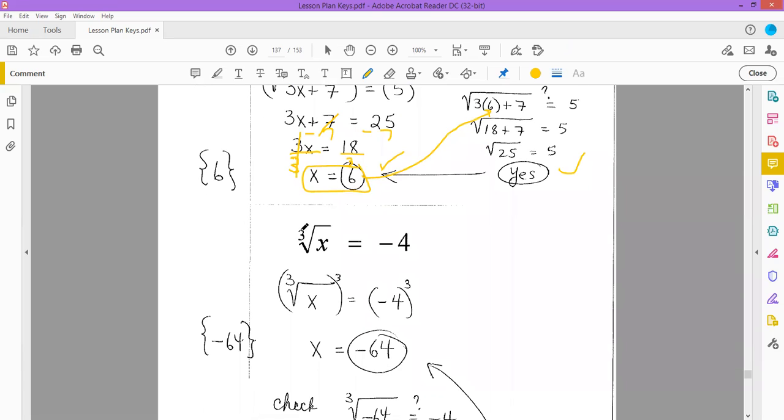Now in this next example, we have the cube root of x equals negative 4. So to get the inverse of taking the cube root of a term, you want to raise that term to the third power. So we're raising both the left and the right sides of this equation to the third power. And when we raise the cube root of x to the third power, we just get x. It just removes that cube root. We get x by itself on the left side. And on the right side, negative 4 raised to the third power gives us negative 64. This is our answer.